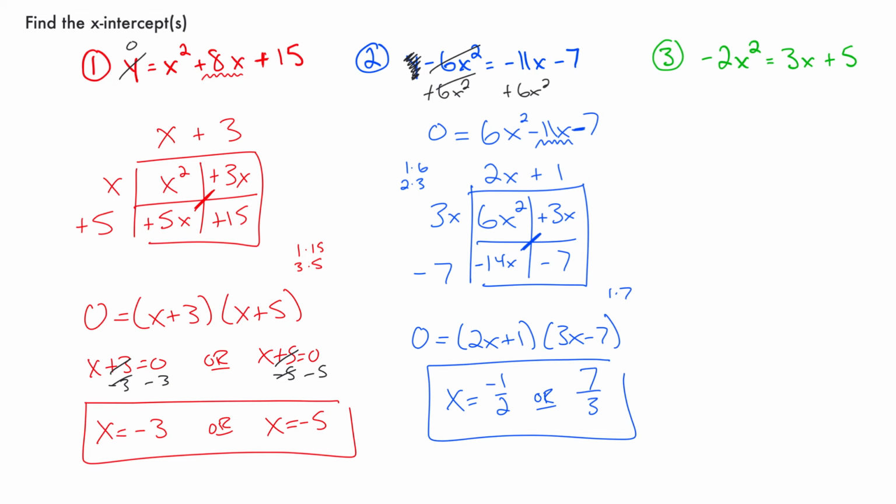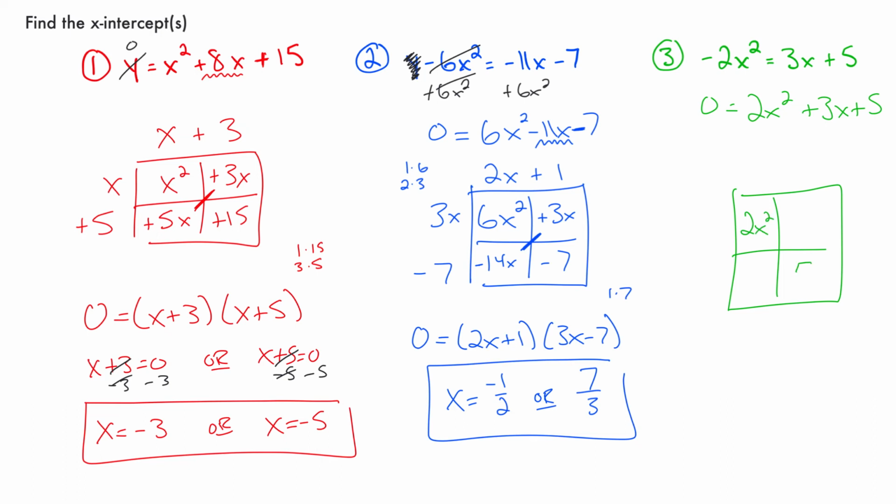Problem 3 is the tricky one of the bunch. It doesn't look tricky when you first start it, but I'm going to add the 2x to the other side, and that would give me 0 equals 2x squared plus 3x plus 5. We construct an area model. It looks really easy because we have a 2x squared here and we have a 5 here, and these two have to combine to get me a 3x.